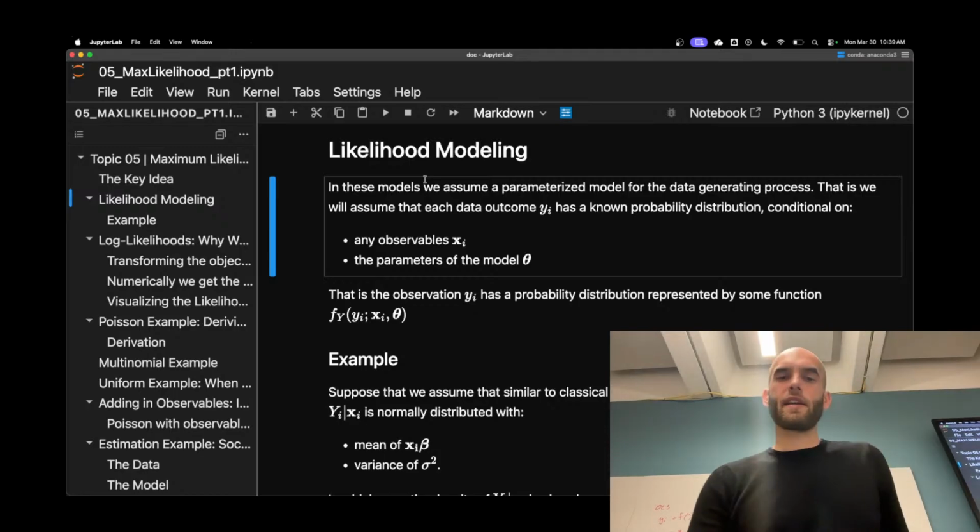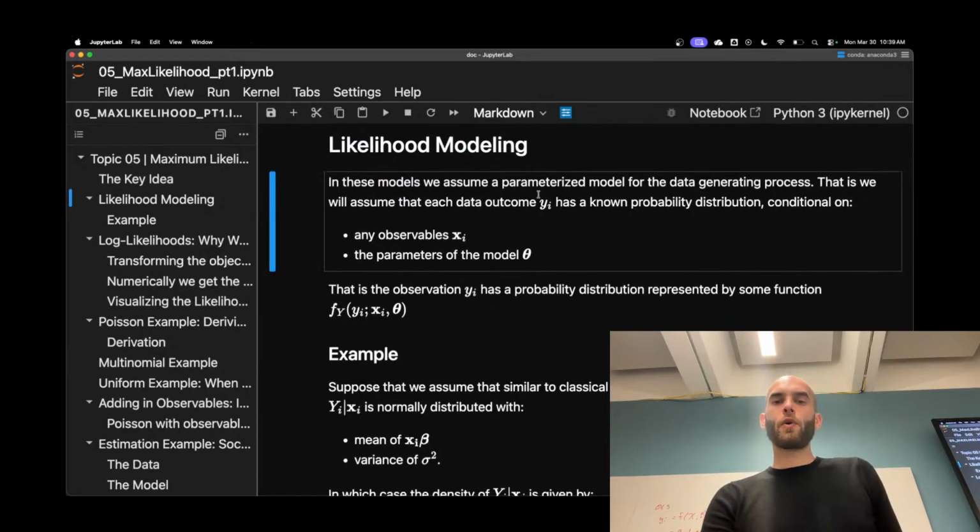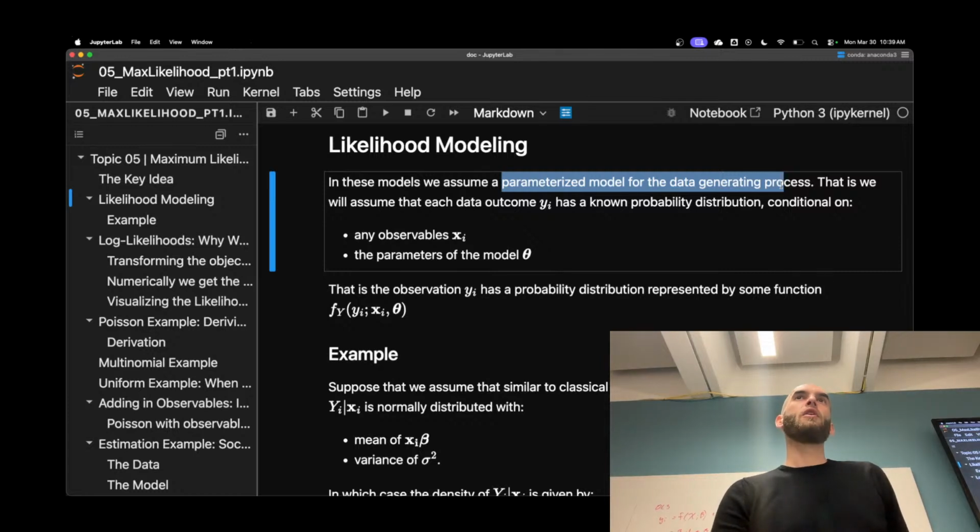This is the basic idea. We're going to build what we call a likelihood function. So we're going to assume that there's a specific data generating process that we know and that we've specified. The only question is what the parameter values of that process are.